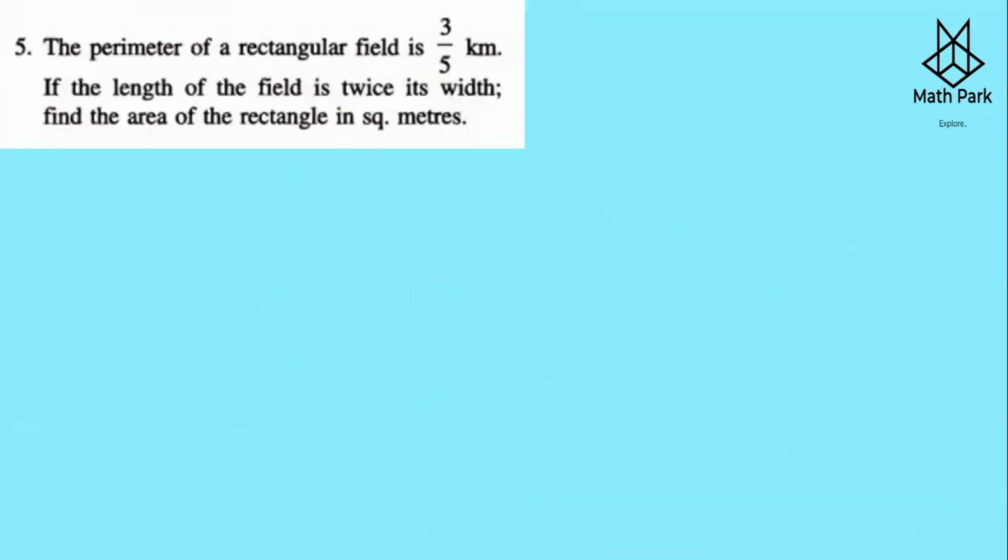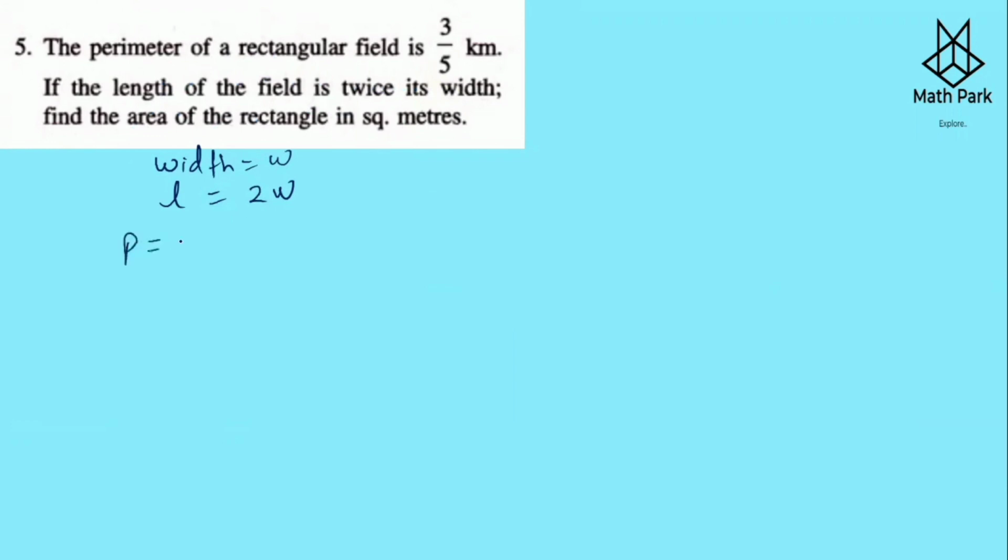The perimeter of a rectangular field is 3 by 5 kilometer. If the length of the field is twice its width, find the area of the rectangle in square units. So let the width be W. And the length is twice the width, so length is twice W. And they are given the perimeter is 3 by 5.